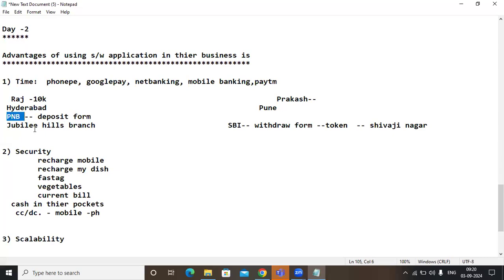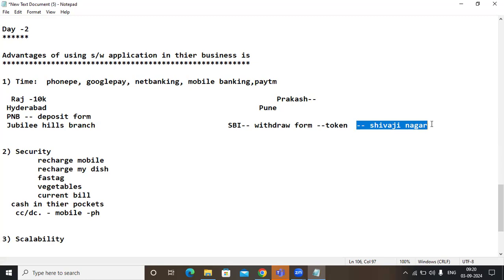Understand the point here? Hello? Yes. Why? Because this bank is different, this bank is different. This branch is different, this branch is different. So 30, 40 years back, every bank, every branch worked independently. One bank, one branch is in no way related to another branch.